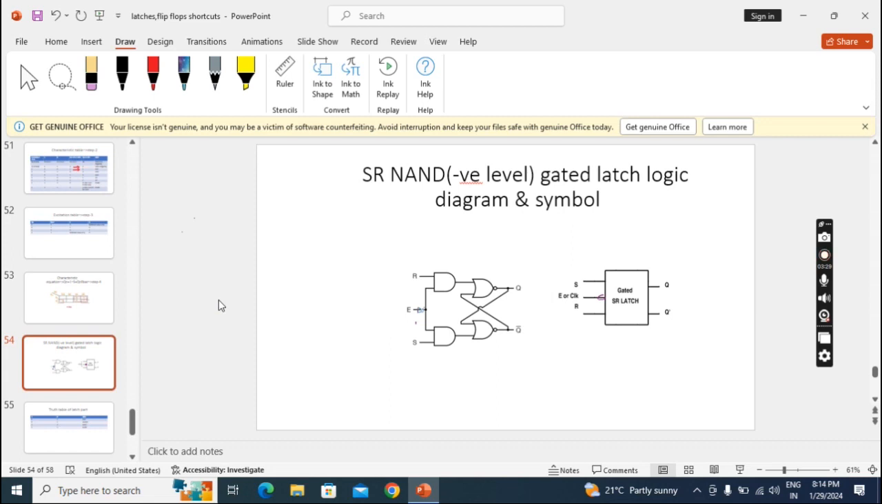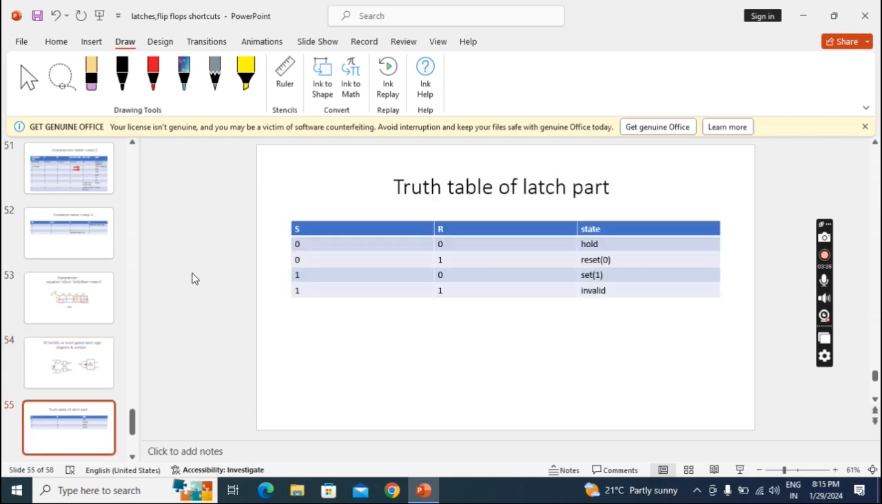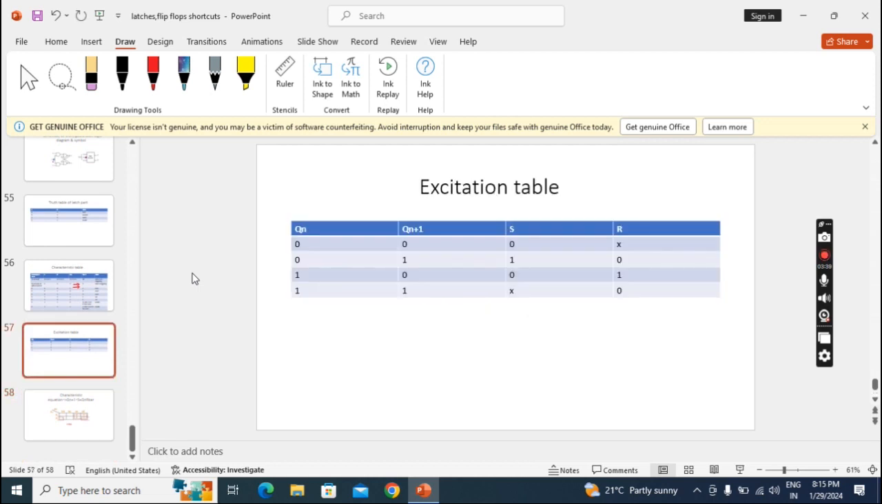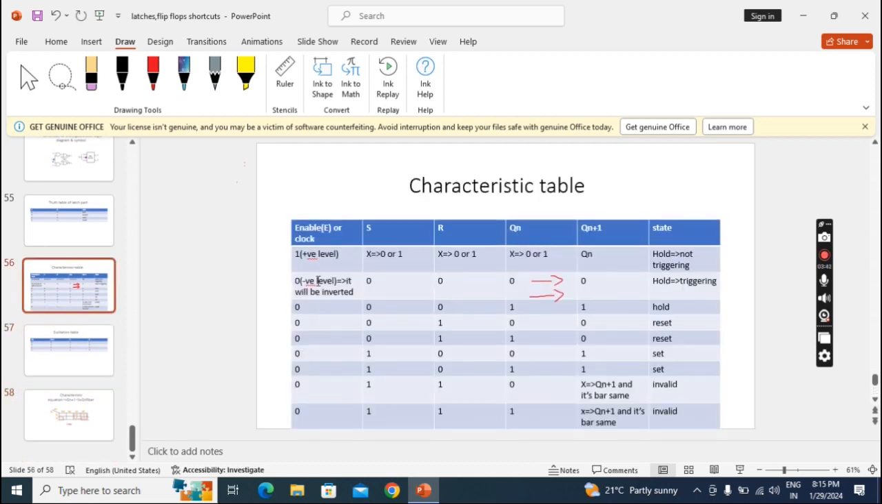Now we'll see negative level. Only here we have to keep an inverter, and here we have to keep a bubble. Remaining everything is the same as positive. No other difference. Only in this table, the clock values will change. Okay, right.